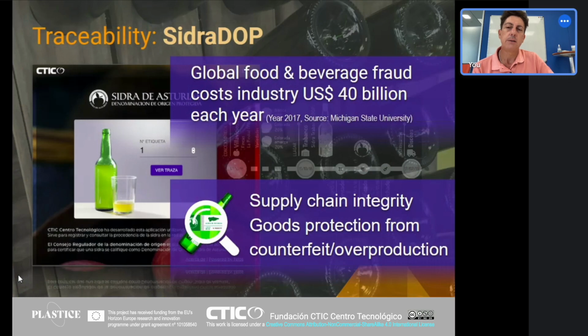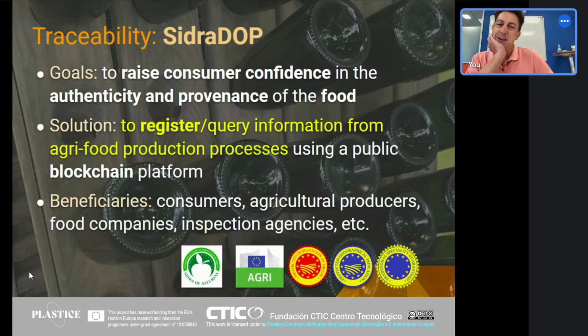And finally, the traceability world is also relying heavily on this type of technologies, because you can get supply chain integrity and protection of your goods from, for instance, counterfeit or overproduction. This example is for a beverage, cider, which is very popular in our area, but you can apply it to any agri-food product, and we use it to register and query the information for these processes using a blockchain platform.